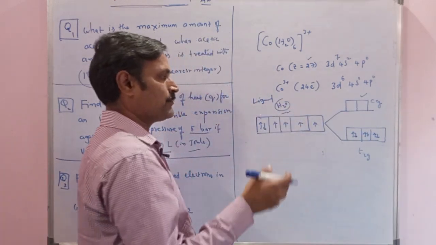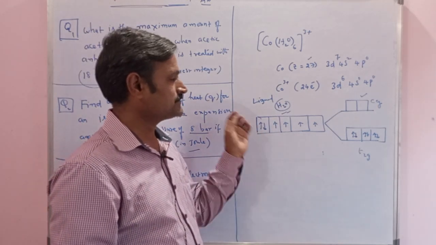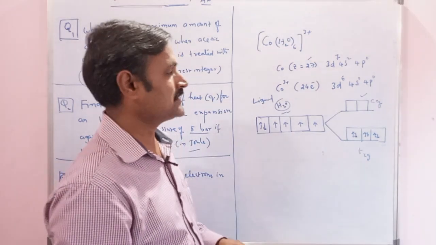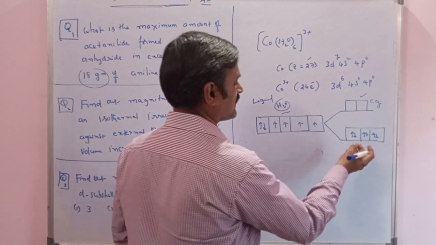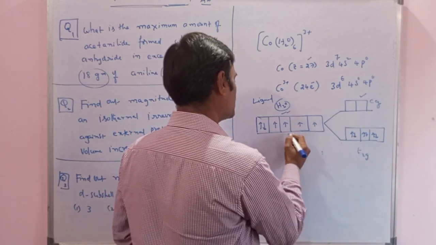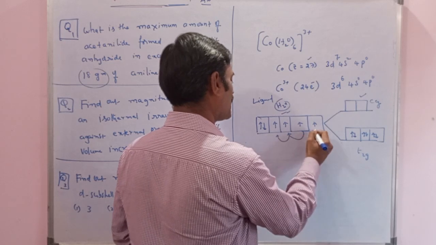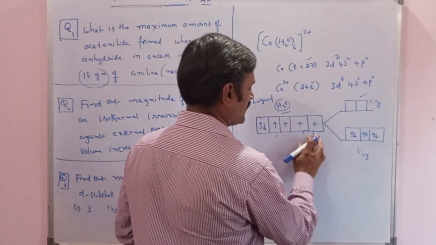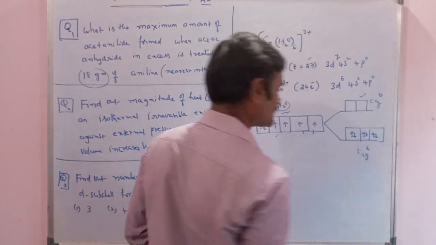When the ligand is approaching the central metal in between the axes, automatically the T2g orbitals will get repulsion. That means the rearrangement will be taking place. These electrons will try to rearrange in the inner orbitals. So that rearrangement is now shown in T2g. Now Eg has 0, T2g has 6.